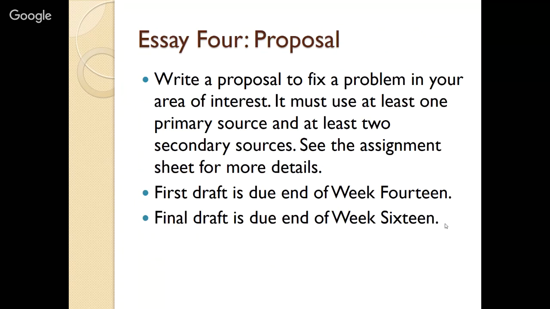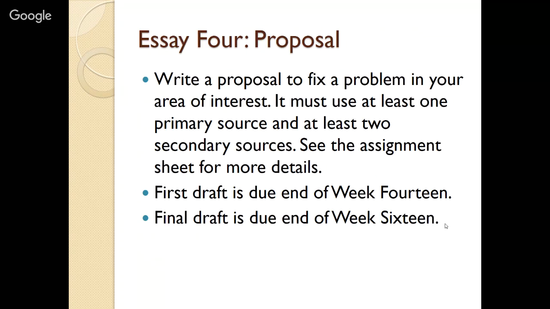Okay, and so we come to the assignment, Essay 4, which is the proposal. So you need to write a proposal to fix a problem in your area of expertise. It must use at least one primary source and at least two secondary sources. And not just two secondary sources, but two different types of secondary sources. See the assignment sheet for more details. So again, two different types of secondary sources. So for example, one website and one periodical. Those would count as separate types of sources.